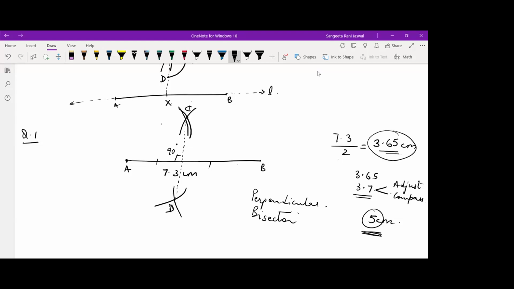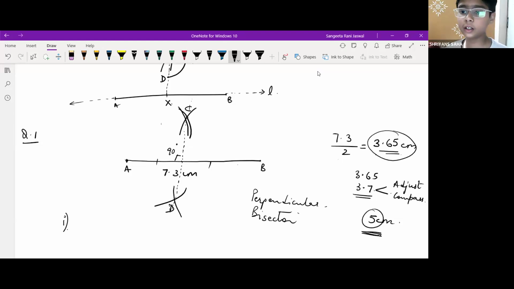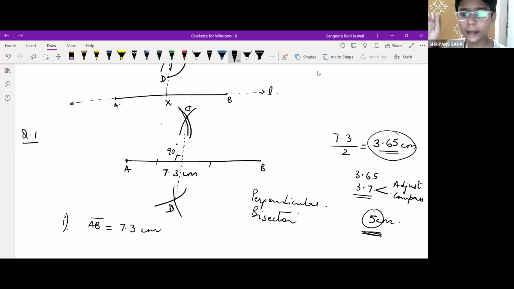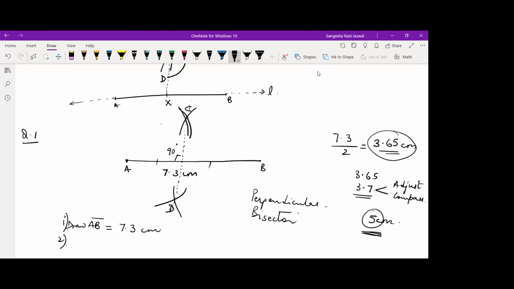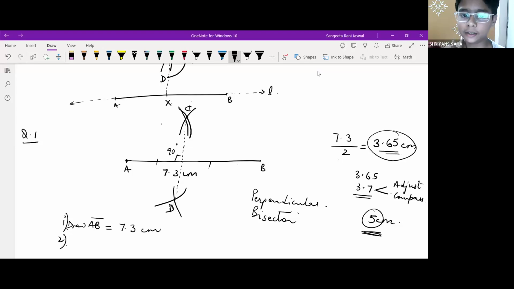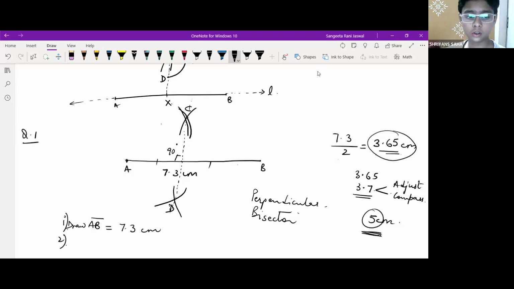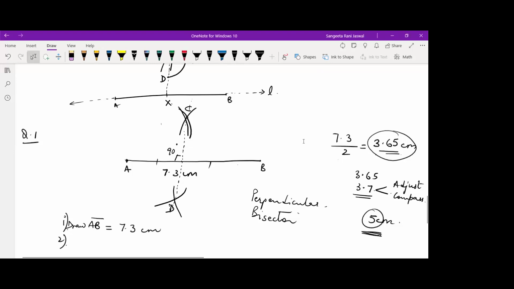So please write down the steps of construction now. What did you do first? The very first thing that you made. Shreyansh, tell me the first step. First, we drew a line of 7.3 centimeters and made an arc above the line. But the arc should have some measurement, no? Yes, sir, 5 centimeters. Adjusting the compass to more than half of AB. Okay. So please write down adjusting the compass to more than half AB.